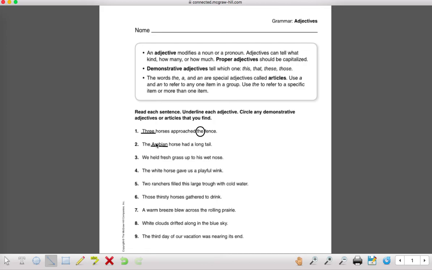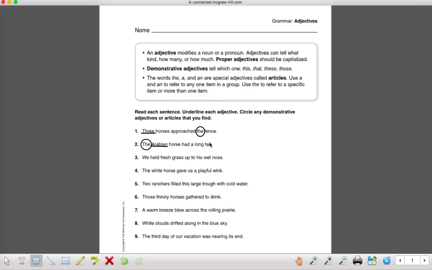And because it's the specific name of a type of horse, especially being from a particular country or region in the world, it would be capitalized. So it is a proper adjective that gets capitalized. And then we have the word the, which is an article. So it asks us to circle those. It's telling you a specific item when it says the instead of a or an.